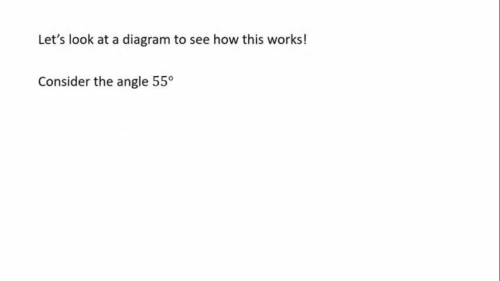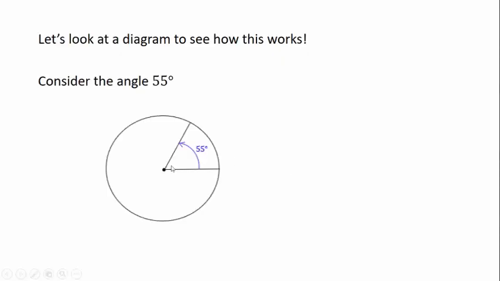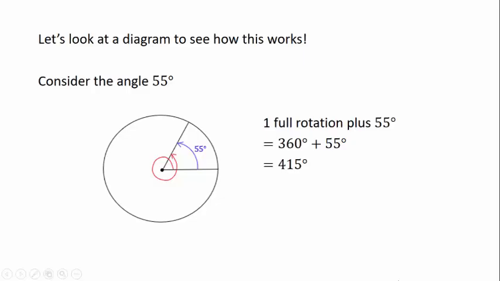Consider the angle 55 degrees. Remember, this is our initial side where the angle starts. This is our terminal side where the angle ends. So now consider this angle in red. Go all the way around the circle 360 degrees, then up to our terminal side. So this is one full rotation of 360 degrees plus 55 degrees. This gives us 415 degrees, so 55 and 415 are coterminal angles.